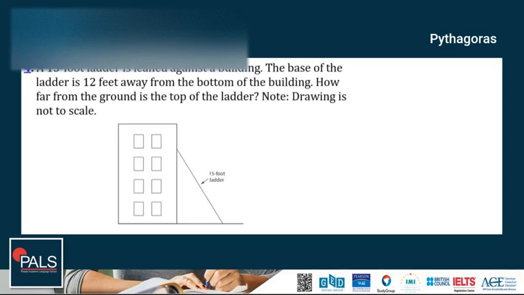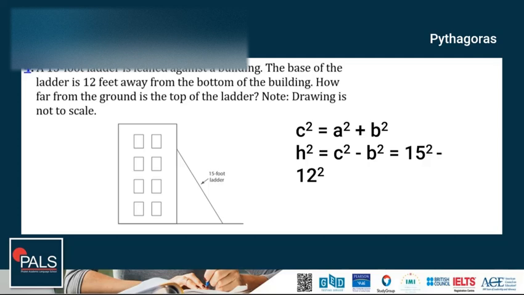Number 4. A 15-foot ladder is leaned against a building. The base of the ladder is 12 feet away from the bottom of the building. How far from the ground is the top of the ladder? Note, drawing is not to scale. So here, we will still be using the Pythagorean formula. We have c squared is equal to a squared plus b squared. Since we are looking for the height, we can rearrange the formula into h squared is equal to c squared minus b squared, which is 15 squared minus 12 squared, or 225 minus 144, which is equal to 81. And the square root of 81 is 9, so the height is 9.